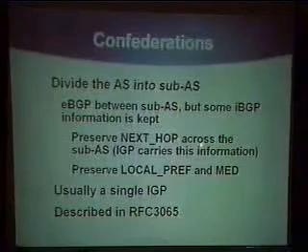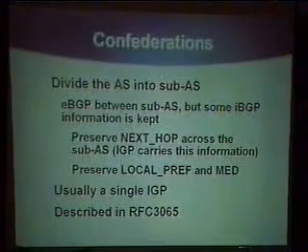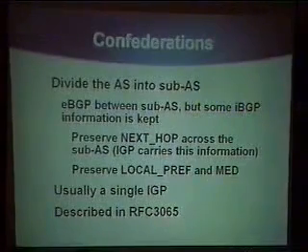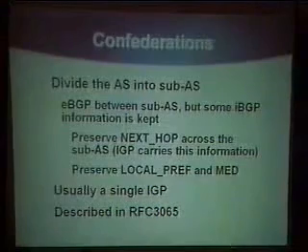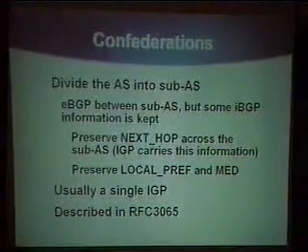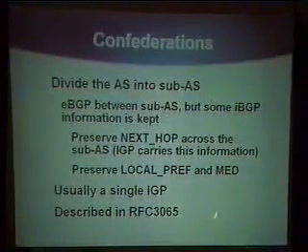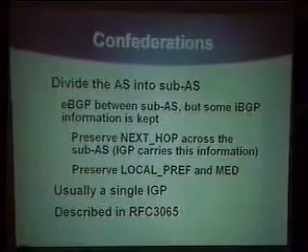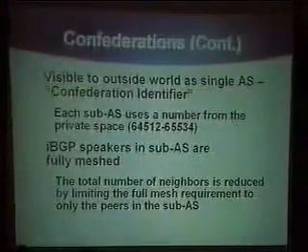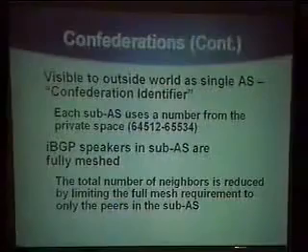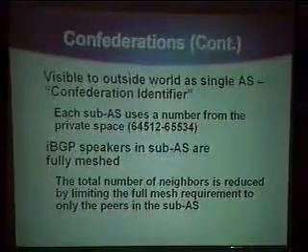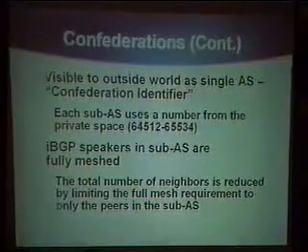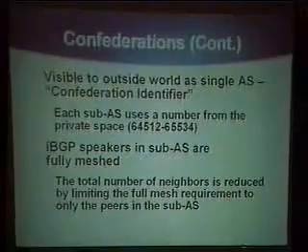You want to preserve next hop information across the sub-AS, because IBGP carries this, and preserve local preference and MED as well. As with route reflectors, you can just use a single IGP for your entire AS. The latest RFC is RFC 3065, which describes confederations. It's visible to the outside world as a single AS. So as far as the world is concerned, you're just a normal autonomous system doing normal things. And this is the confederation identifier.